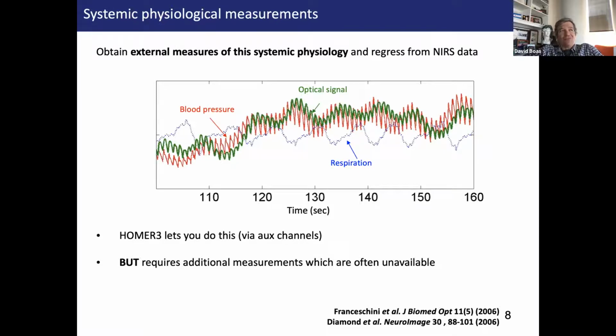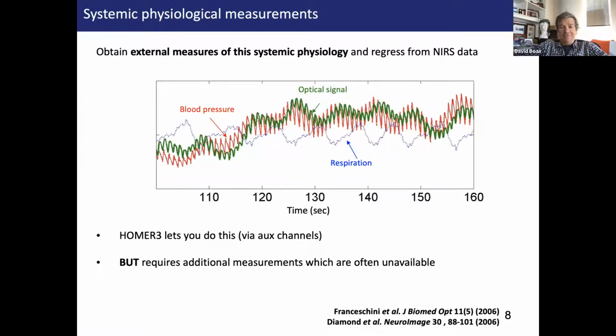Over the years, though, we just stopped using it because it was additional instrumentation that you needed to put on your subjects. Those instruments would have some potential of not working well, not giving good signal, and it was complicating the measurements. And short separation regression came along and proved just to be much easier to do routinely, and so we stopped using these independent measurements of systemic physiology.